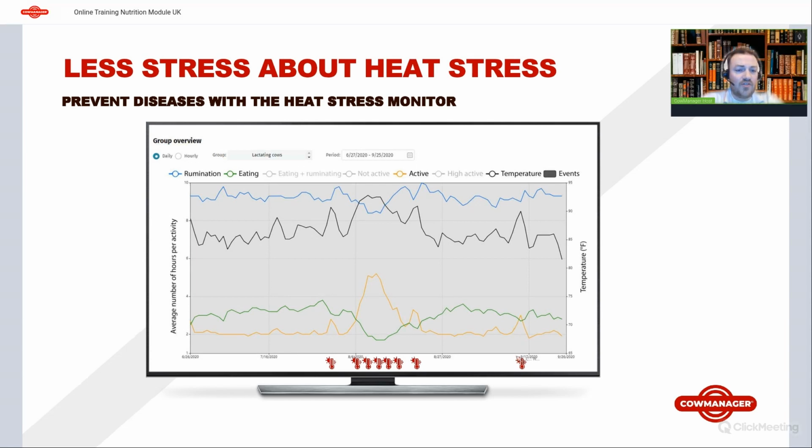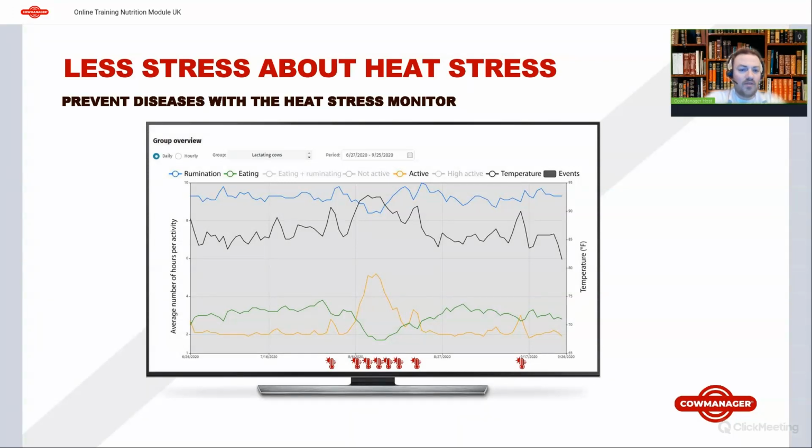Very quickly, heat stress. We're not pretending that this heat stress alert will lead to less heat stress, because when this alert is there, they already have heat stress, although in an early stage, of course, because we flag those groups in an early stage of heat stress, but there is already heat stress.